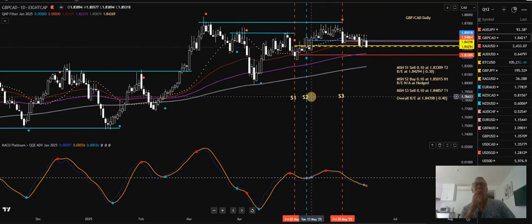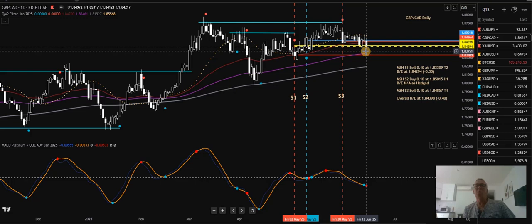Then we've got sequence two, which is a buy, then a hedge sell. Then we had sequence three, which is a standalone sell. Overall break-even is at 184,398. And that's that solid yellow line. Now we're just below that. The MACD Platinum's below the zero level.